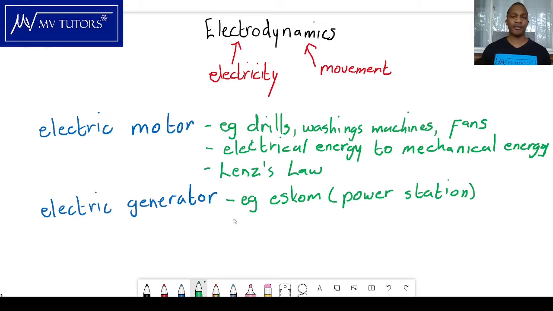So what is happening in an electric generator? What you're actually doing is that you are taking mechanical energy and turning it into electricity, because a generator generates electricity. So you're taking mechanical energy and you're converting it to electrical energy. That's what you're doing with electric generators.